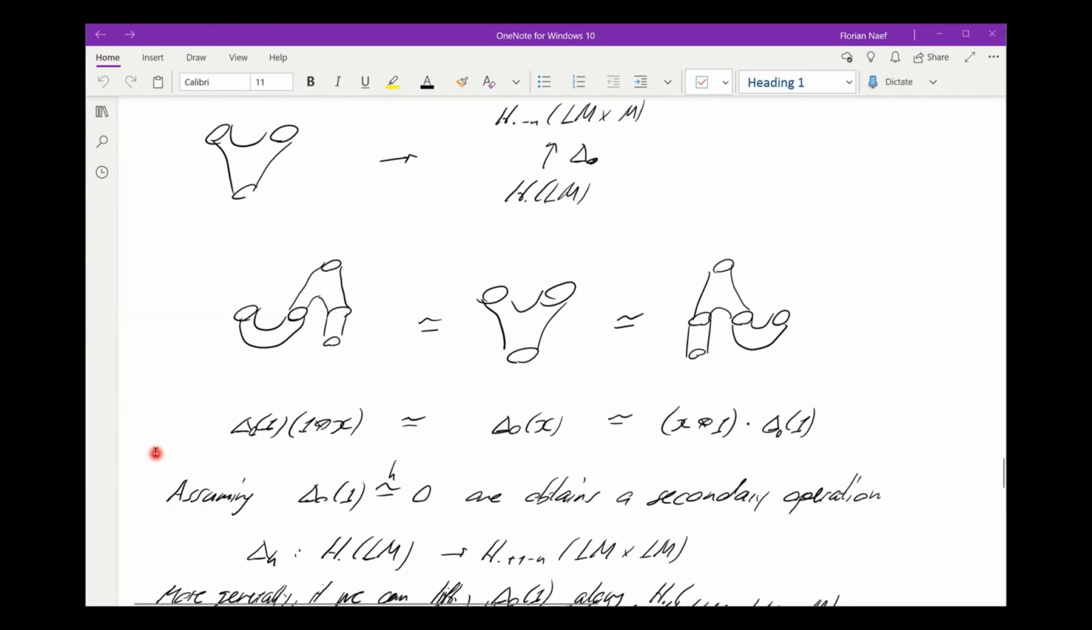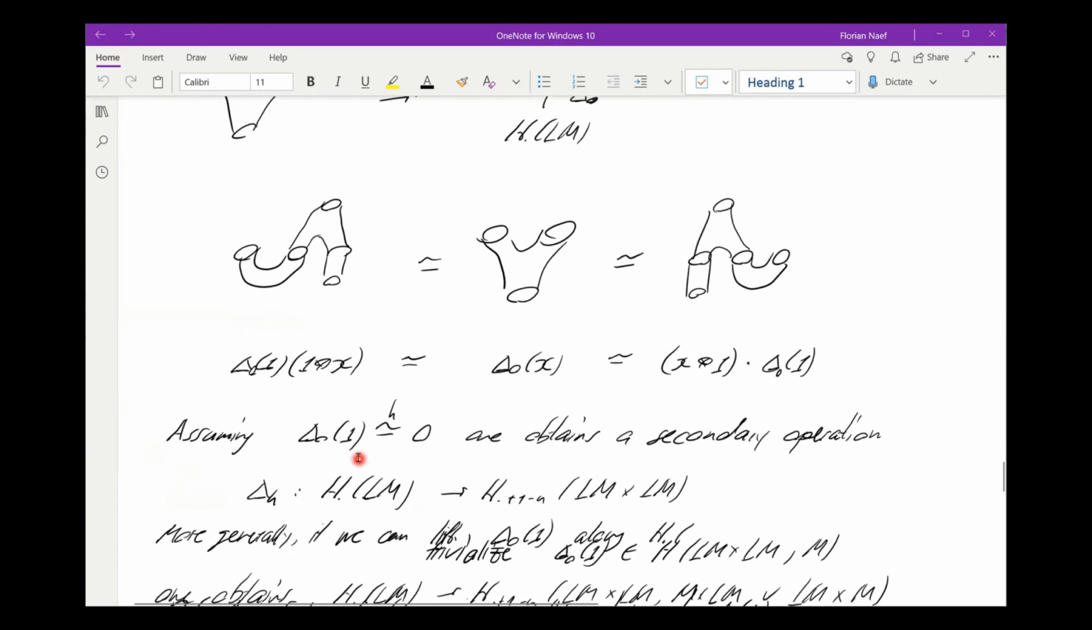In particular, from this presentation, if we now assume that this trivial coproduct of 1 is 0, or you can trivialize it, then this identity becomes a secondary operation. So for every trivialization, we get one of these secondary operations.